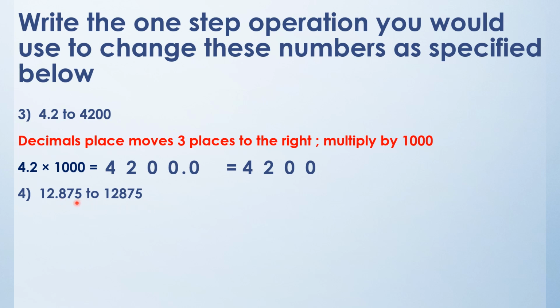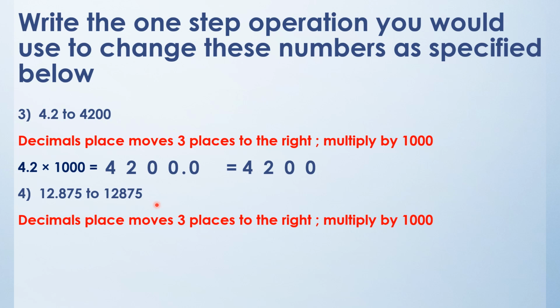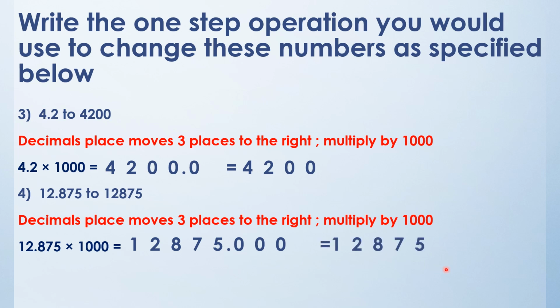Now do one more question, 12.875 to 12,875. Here also decimal places are 3 and here the decimal point moves 3 places to the right. It means again multiply by 1000. So multiply 12.875 by 1000. What you will get? 12875000. Now put the decimal. Count decimal places here: 3. So we will put the decimal 1, 2, 3 here. And it is your final answer, 12,875. It means the one operation needed to convert 12.875 into 12,875 is multiply by 1000.